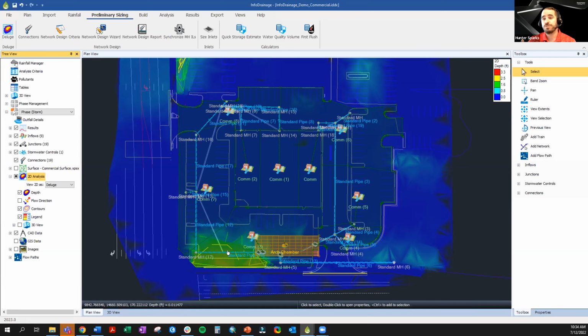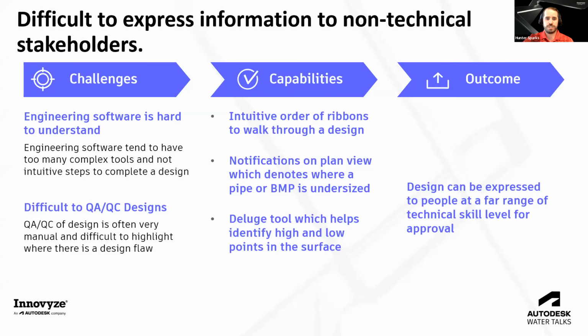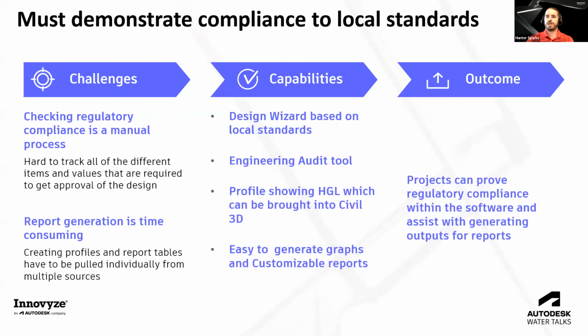So that can cue someone right away, without having to go run calculations or look at the surface in Civil 3D, and instantly say, hey, maybe we need to add an inlet here. Very easy, very quickly able to make that assessment. And that deluge tool is really, really effective for QA and QCing that design in a very simple fashion. And so we'll switch back to the PowerPoint.